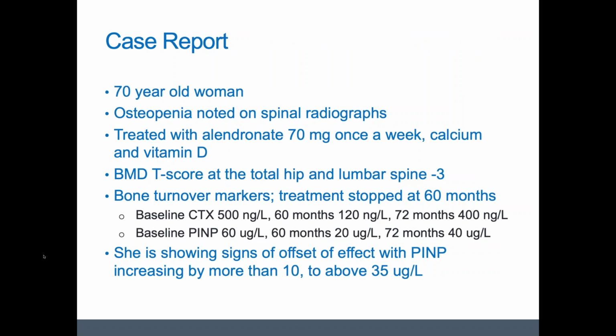So if you take the patient that we were talking about earlier, when she got to 5 years or 60 months of treatment, she was 120 with the CTX. 12 months later, when the bone resorption marker was measured, it was 400. So that's a significant increase, and it's above the threshold of 280. So she would need to restart treatment. And similarly, if we had measured P1NP, she's gone up from 20 up to 40. So she's exceeded the least significant change of 10, and she's gone above 35. So she needs to restart treatment according to this algorithm.